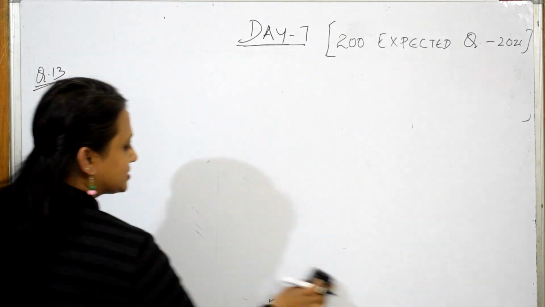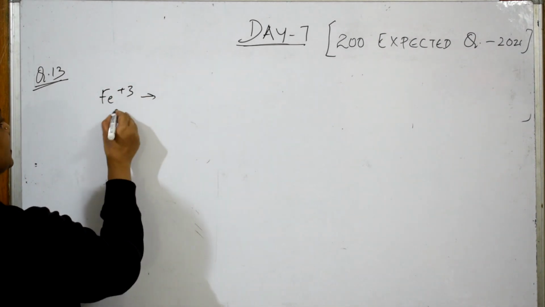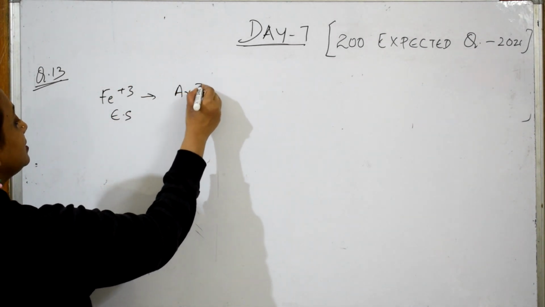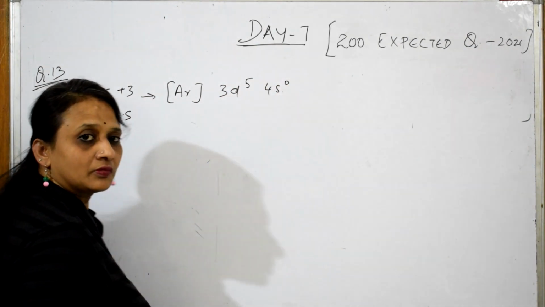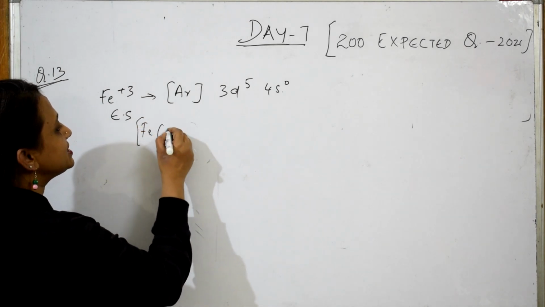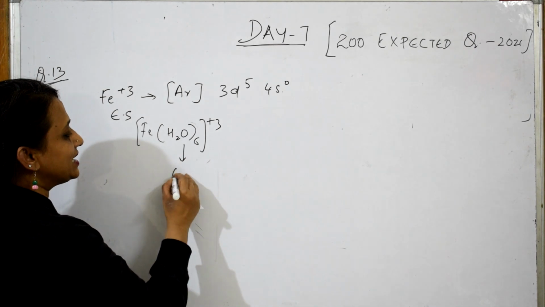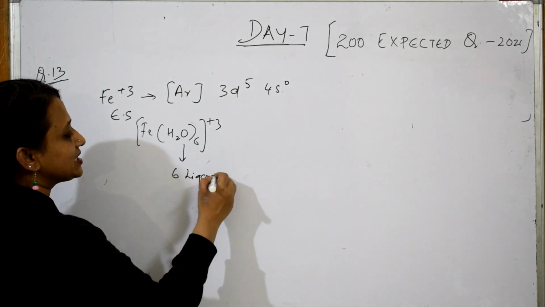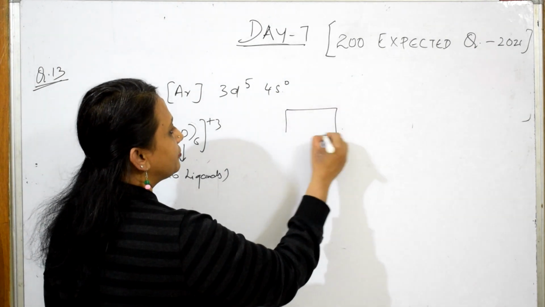So what actually is this now? Where are we now? Fe plus 3 is the excited state. We are at argon. It's nothing but 3d5 4s0. Now you have how many water molecules, students? You have basically 6 water molecules. These 6 ligands have to fill the space. 6 ligands, correct? Write the configuration 3d5.